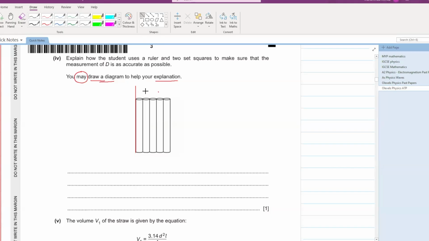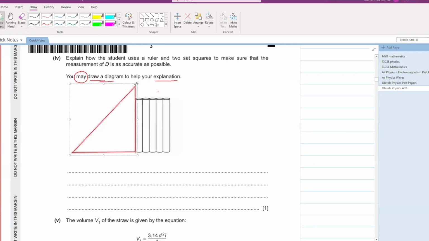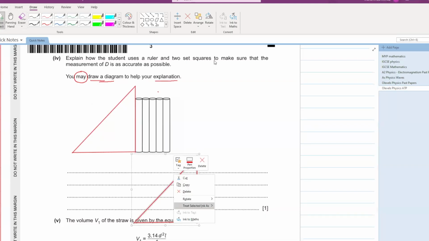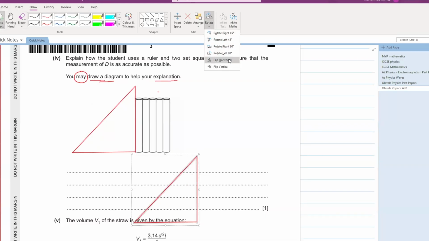And let's draw the complete set square like this, and draw the horizontal line as well. This is the first set square. You can place a similar set square on the right hand side as well, somewhat along these lines. Control C, control V. Let's flip it horizontally.